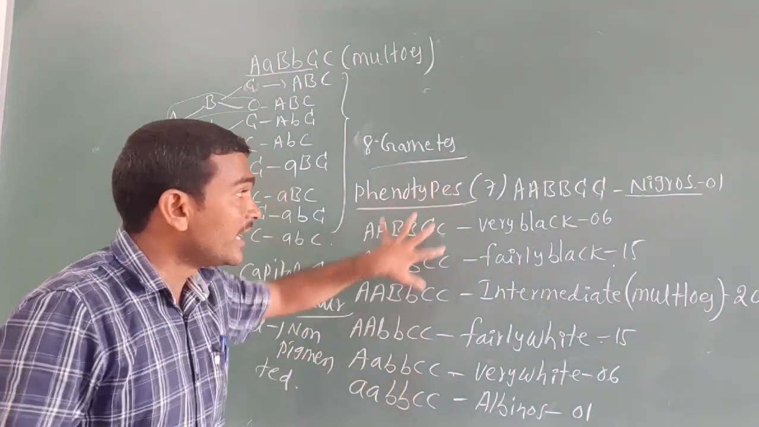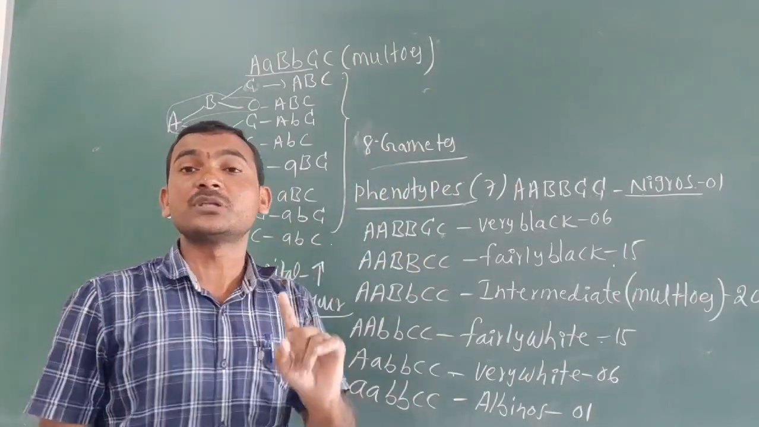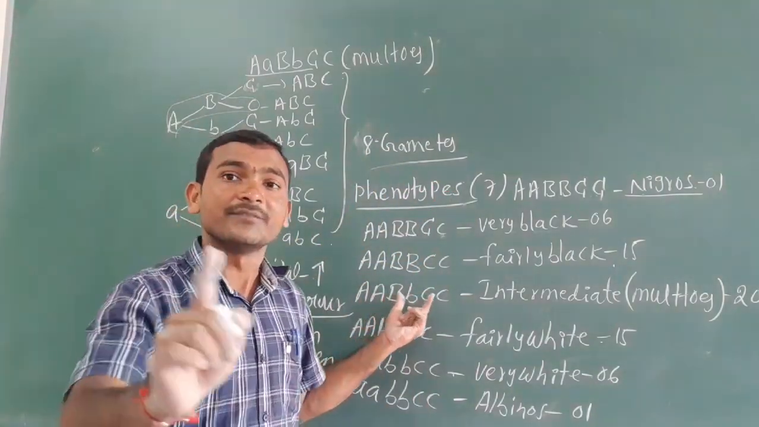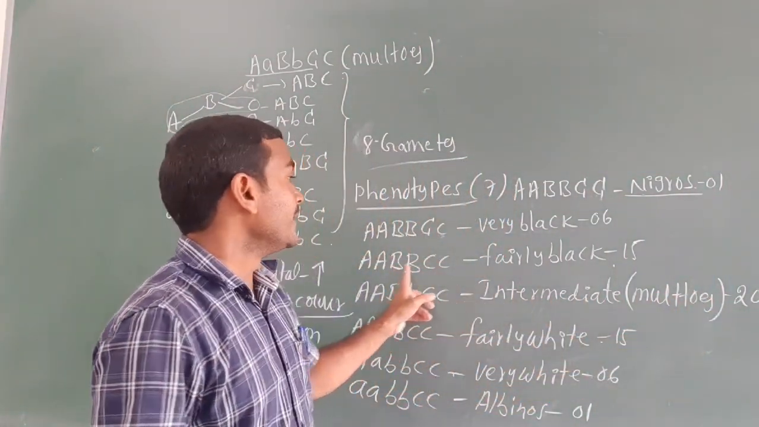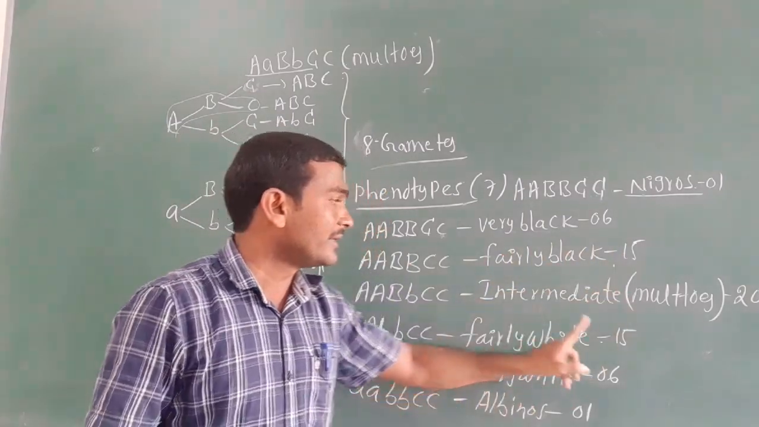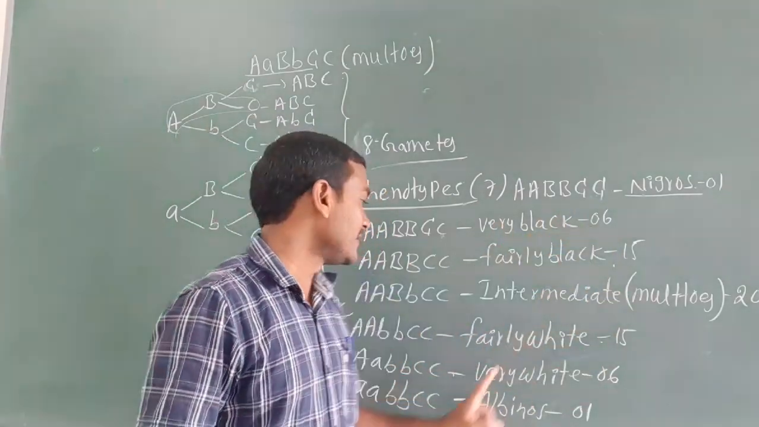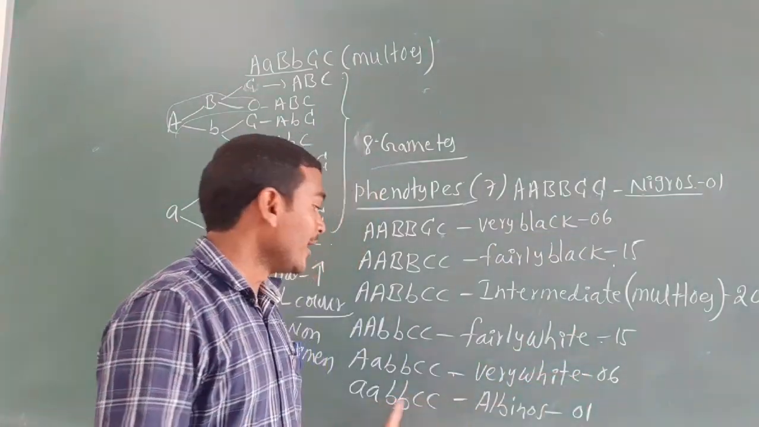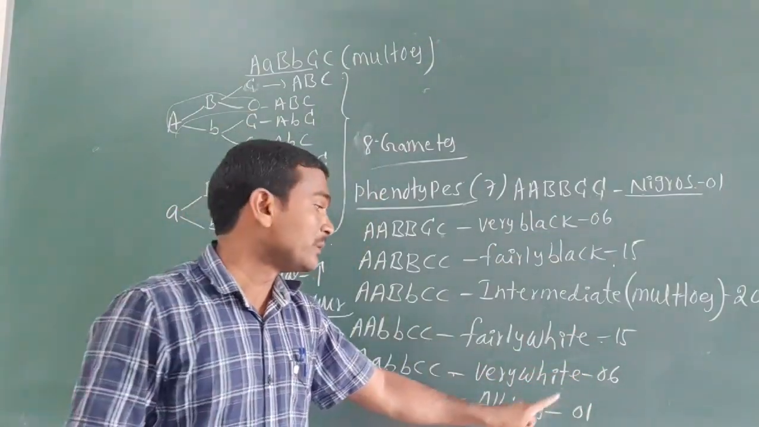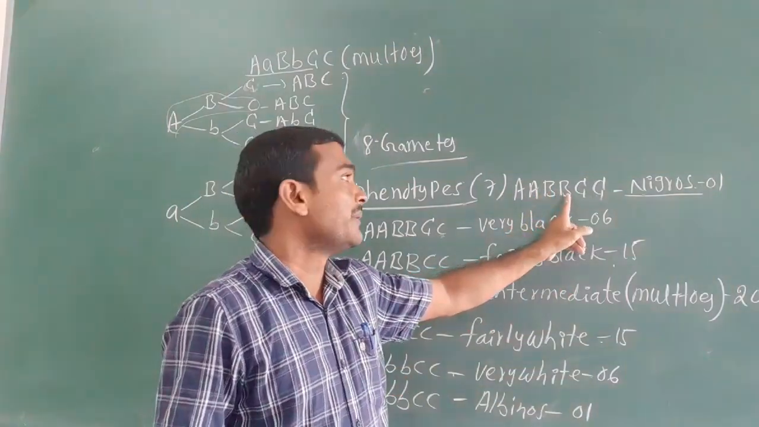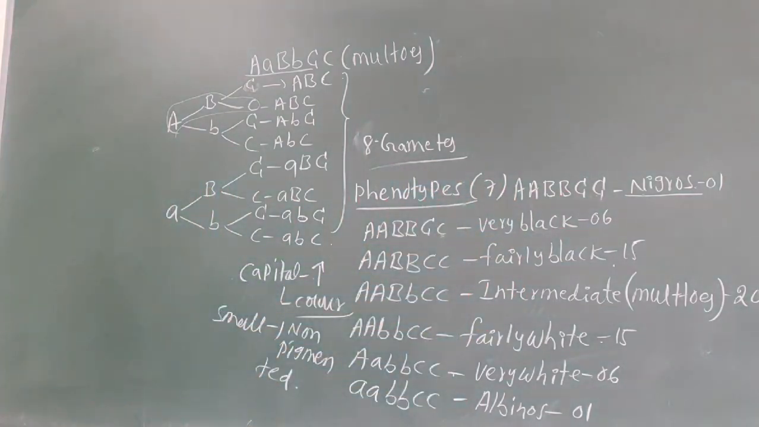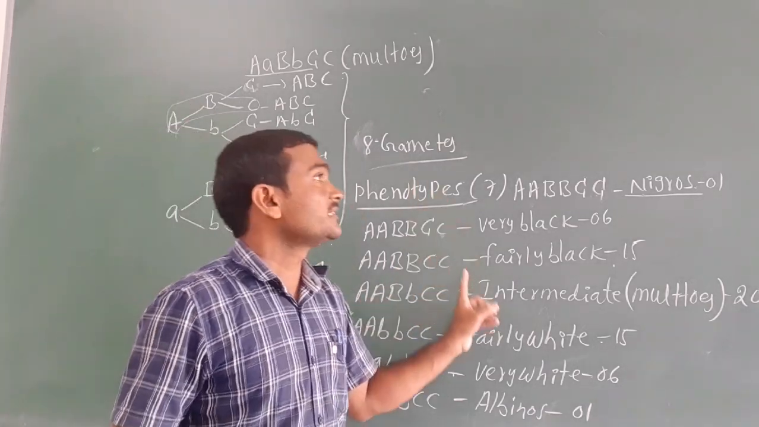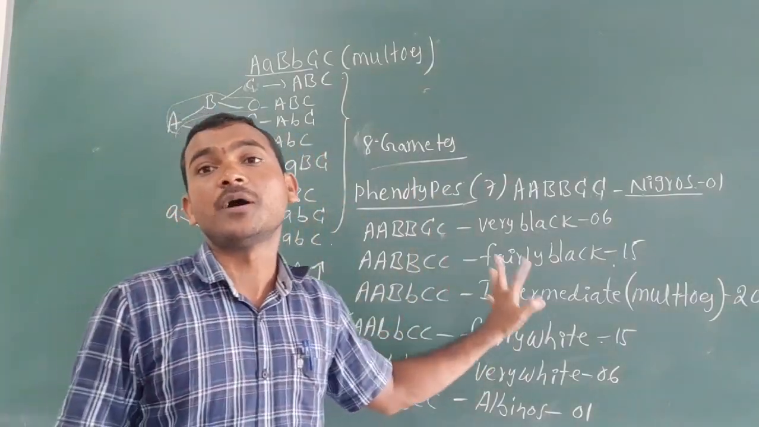Like that, after the F2 generation, we observe how many intermediate forms are in the F2 generation. 20 intermediate forms are formed, fairly black is 15, fairly white is 15, very black is 6, very white is 6, then albinos like England people is 1, and the West Indies, Zimbabwe people, called Negroes, is 1. Like that, they are formed in the F2 generation. Finally, 64 types of genotypes are formed.